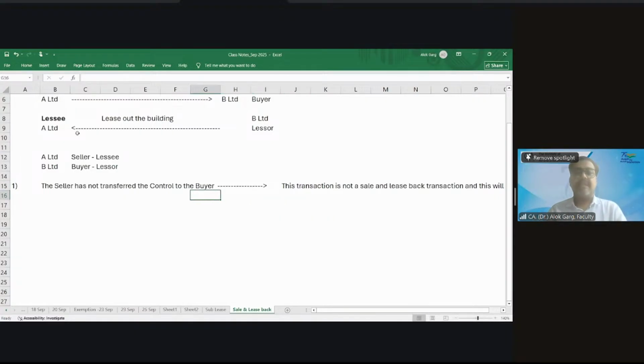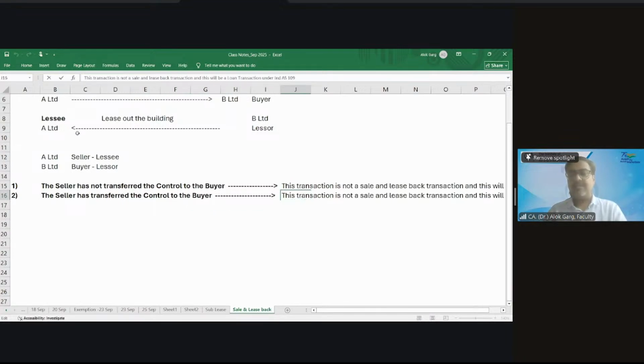But what happens if the seller has transferred the control to the buyer? Then it will be a sale and leaseback transaction. Seller has transferred the control to the buyer, it will be sale and leaseback. It will be just the reverse. This transaction will be a sale and leaseback transaction.